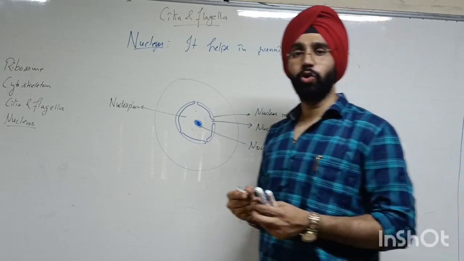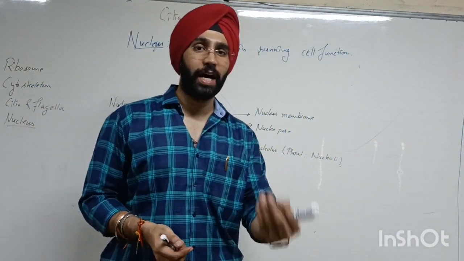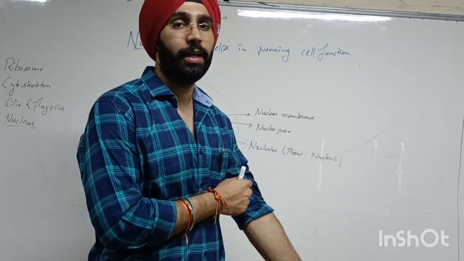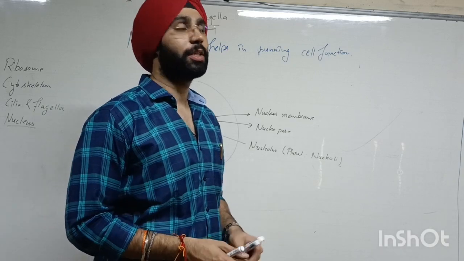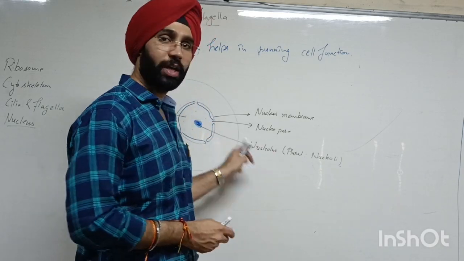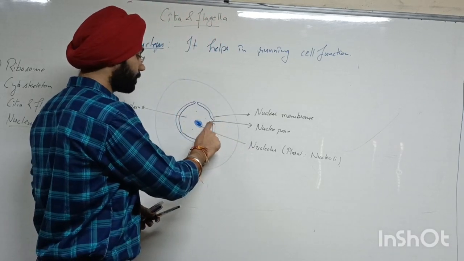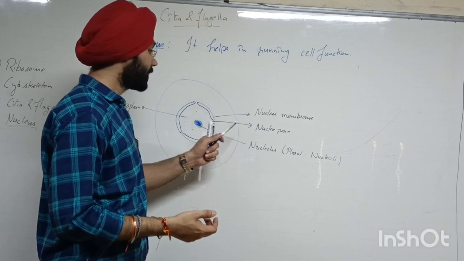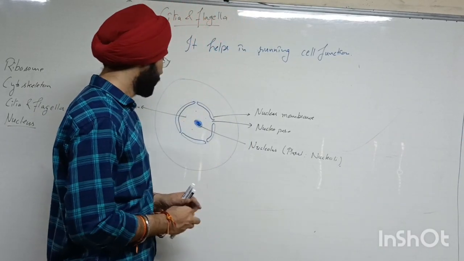So the function of the nucleopore is that it helps in the transfer of RNA. If we talk about transcription, in which mRNA comes out from the nucleus into the cytoplasm, after that the translation process happens. So it helps in passing, it makes RNA pass out from the nucleus.